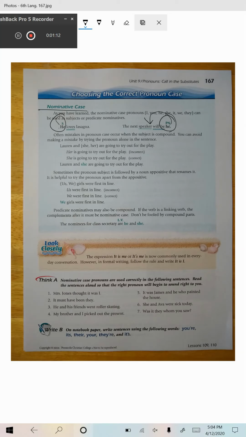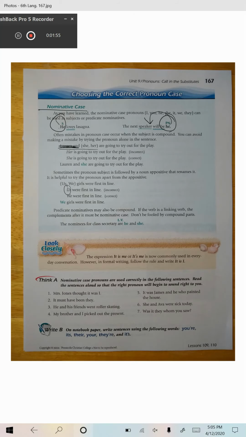Okay. So it gets a little confusing when you have a compound subject. Lauren and her are going to try out for the play is the way we often say it. But we have to go ahead and put your finger over Lauren and cover those up. I'm just going to cross them out. And then say it without it. You wouldn't say her are going to try out for the play. At that point, you can hear it. You can say she is, or her is, she is going to try out for the play. So she would be the correct English for that, correct grammar.